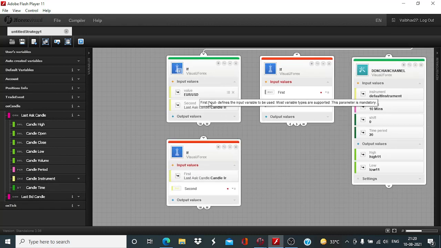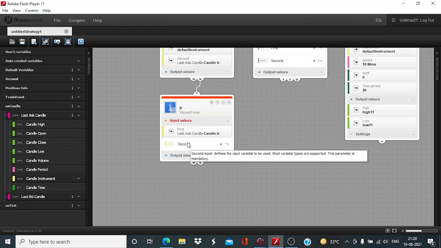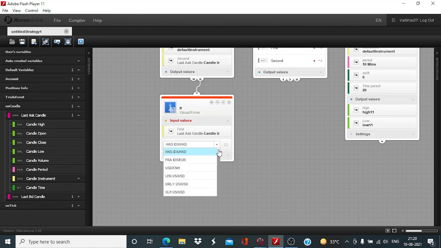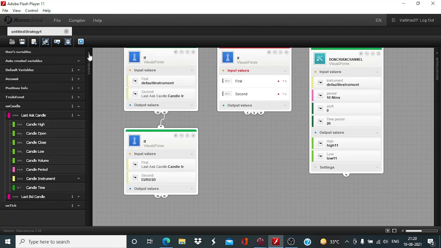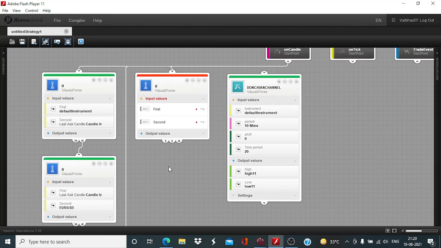The default instrument should match the candle instrument, and in turn, candle instrument should match the instrument of choice. We are working with the Euro USD, so in this variable, we will have to put in the Euro USD. First input equals second input.